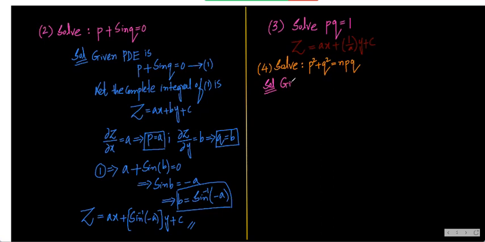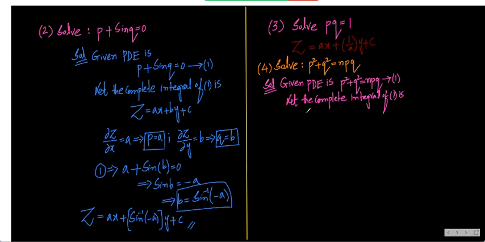The given partial differential equation is p square plus q square is equal to npq. It's equation number 1. What is the next step? Tell me. Let the complete integral of 1 be z is equal to ax plus by plus c.